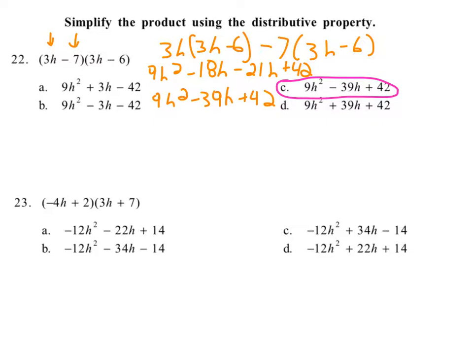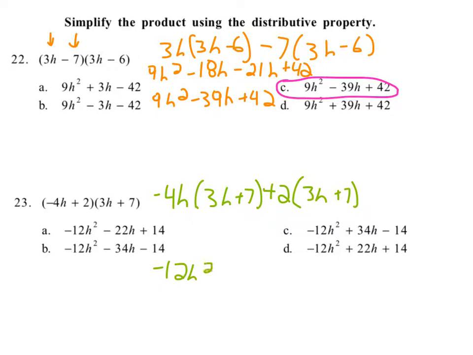So let's do that again for the second one. We're going to take that negative 4h from the first one, times everything in the second one, 3h plus 7. And then that positive 2, the second term in the first binomial, times the entire second binomial, 3h plus 7. And then I'll do this below because I kind of ran out of room. Negative 4h times 3h, negative 12h squared. Negative 4h times 7, negative 28h.